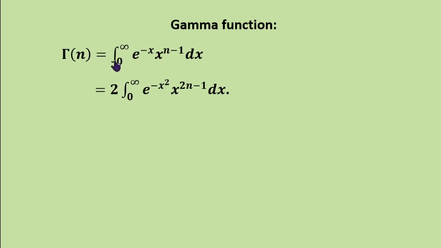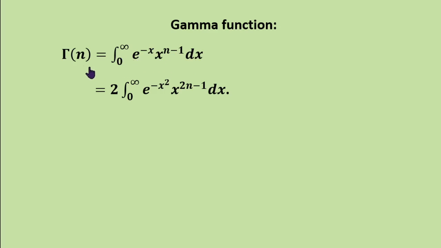See, we can represent gamma n in two different integral formulas. One is the integral from 0 to infinity of e power minus x, x power n minus 1 dx. One more is 2 times the integral from 0 to infinity of e power minus x square x power 2n minus 1 dx. You can use any formula. Okay. Now, suppose you want the integral of the type 0 to infinity e power minus x power p dx.